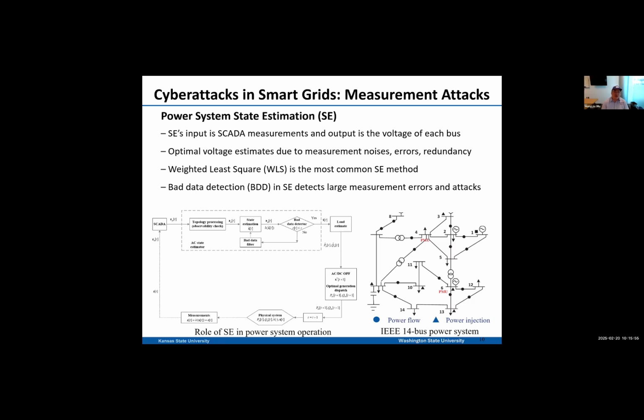We usually use weighted least squares (WLS), which is the most common state estimation method, and we also use bad data detection (BDD) in the state estimation to detect large measurement errors and attacks. The estimated state will then be passed on to the energy management system applications such as power flow, contingency analysis, and automatic generation control. The bottom left figure demonstrates the role of state estimation in system operation, and we can also see an example, the IEEE 14 bus system. Dr. Liu will talk in more detail about the attacks and defense for state estimation.